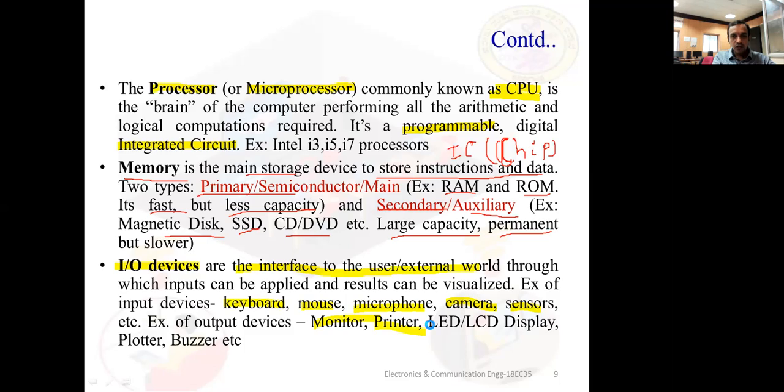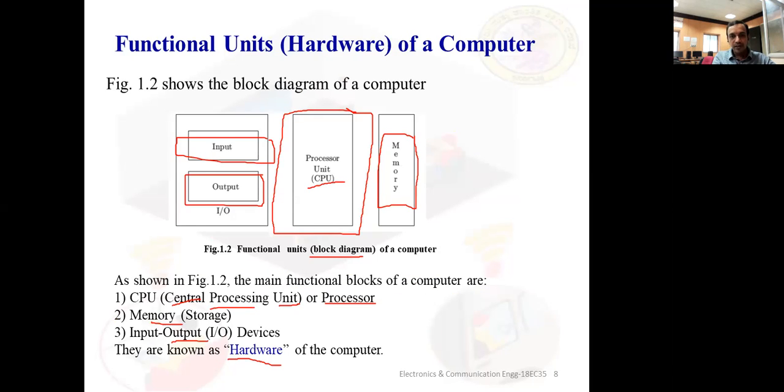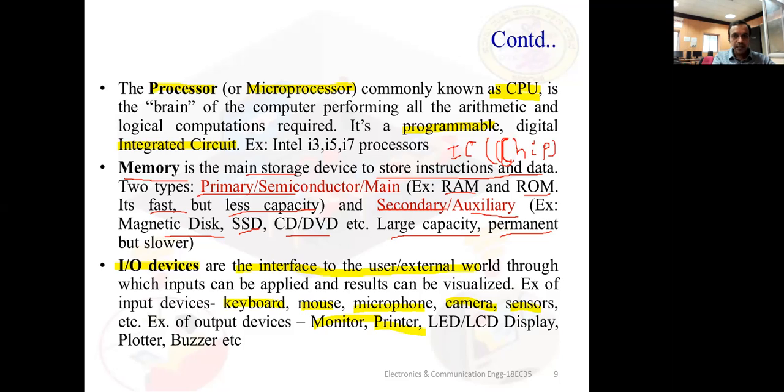So the question would be, explain the functional units of a computer with a block diagram, maybe for 4 marks or something like that. So just write this diagram and make this explanation. You can write in your own words as well, your own sentences, and give proper examples for each of them. Okay.